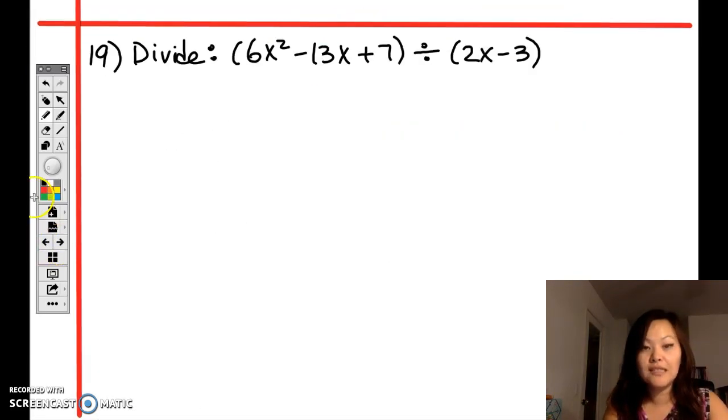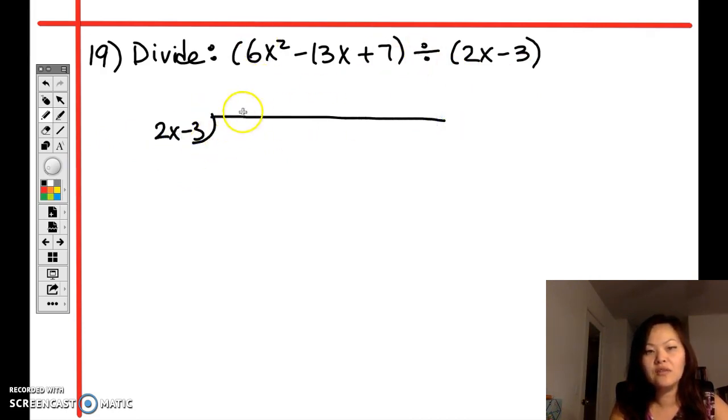Oh, 19 I mean. So in order for us to divide this, remember long division? So the 2x minus 3 goes over here. And then all of this stuff goes here. Make sure it's in standard form. So x squared, x, 7. So there's nothing missing, right?